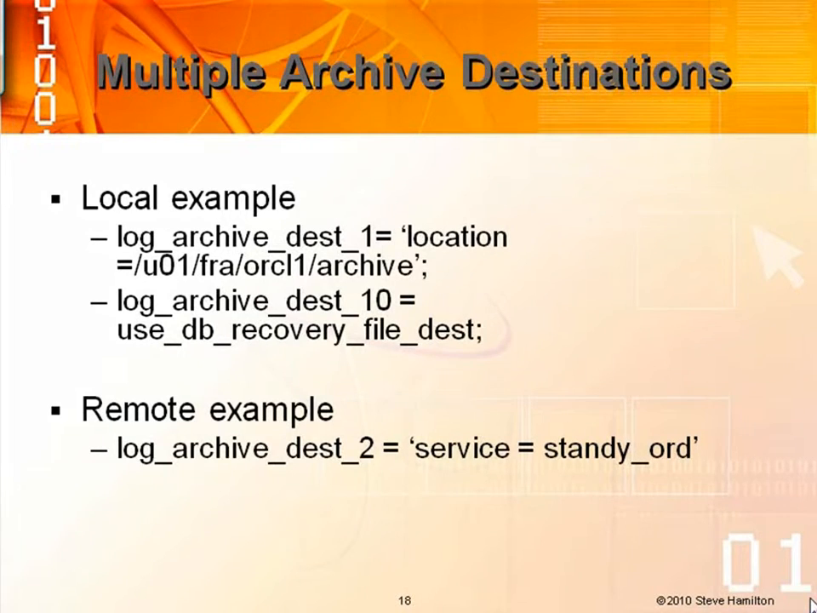Now if we're writing to a remote location, you'll notice here we say log_archive_dest_2 is equal to a SERVICE, as opposed to the first example where it says we're actually writing to a LOCATION. And we're writing to the service standby, in this particular case, ORD. So we must have some sort of service called standby ORD, and then we'll write to that service. And that is actually controlled through our TNS names entry, which is a networking entry.